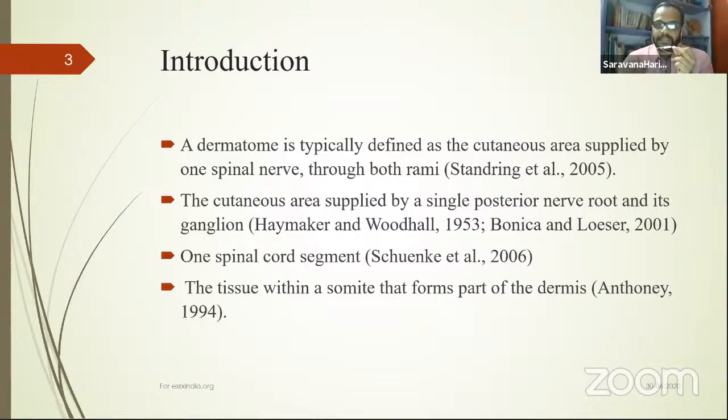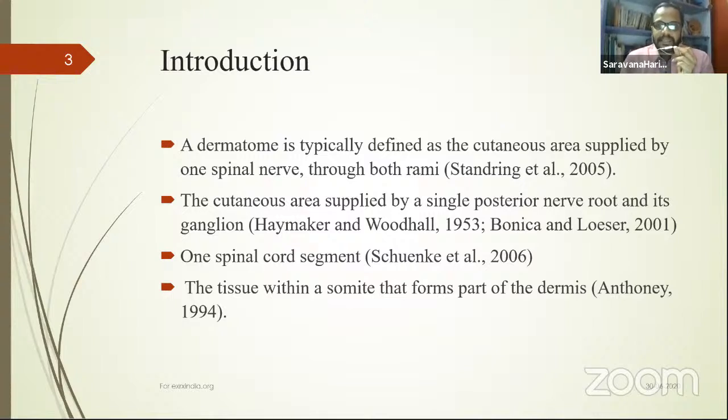So we start with a simple definition. What is dermatome? And mostly it will be clinical related. Every slide I will say how it is related to clinics. So dermatome is a cutaneous area supplied by one spinal nerve. Now that is an important thing we have to understand. It is by one spinal nerve through both rami. There are two rami from the spinal cord. So both the rami combine and form a spinal nerve. So from one nerve, one dermatome. One spinal nerve which supplies an area of skin, we call it a dermatome.